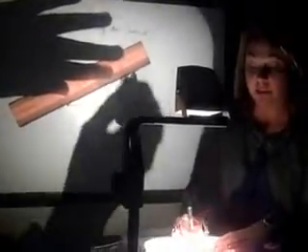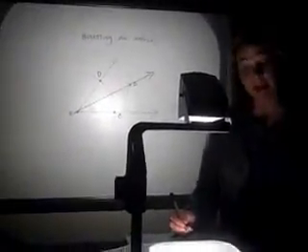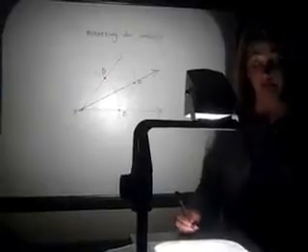Now I'm going to connect B, which is the vertex of the angle, to F. This line that I'm about to draw using my straight edge is called the angle bisector. It is called this because it bisected the angle, cut the angle in half.